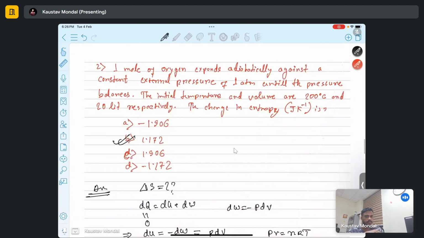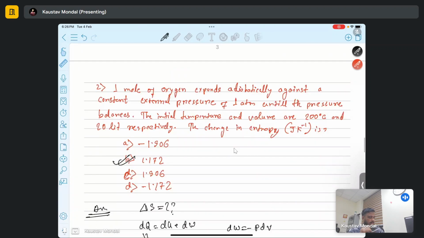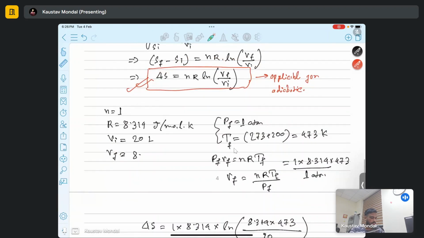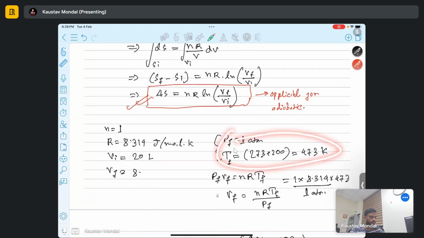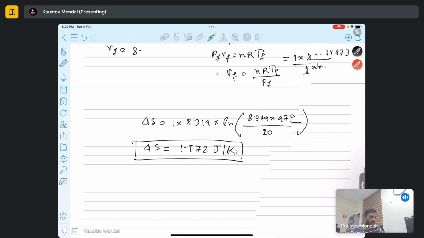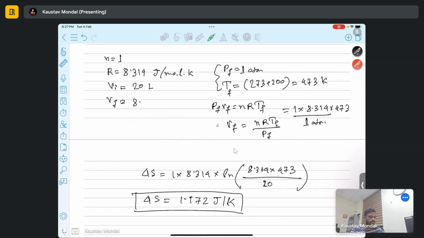Okay, so now problem 2 is done. Here I have done it in a similar way. First, for the adiabatic process, we have calculated the expression of delta S. Initially PF and TF were supplied in the problem, but we need VF, so we have calculated VF from here. After substituting all the values VI, VF, n, R, and calculating this delta S, we'll be getting 1.172.